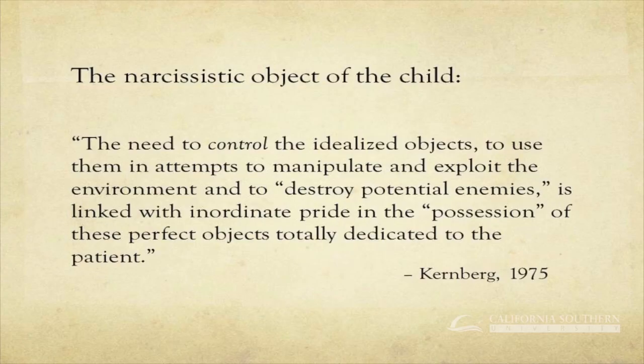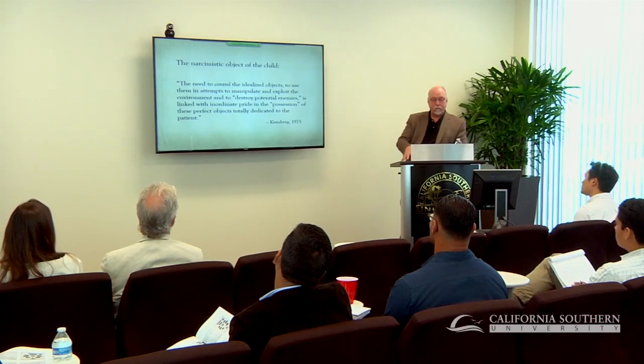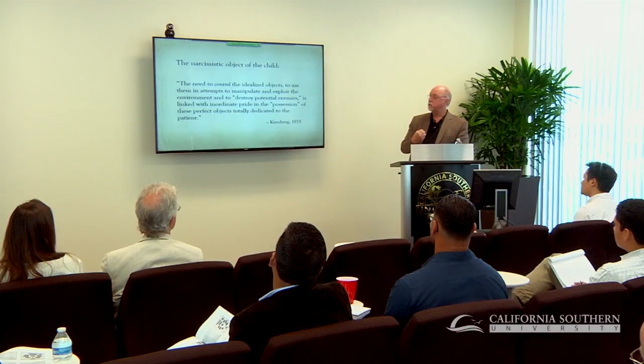Kernberg talks about the narcissistic object. The need to control the idealized objects, to use them in attempts to manipulate and exploit the environment, and to destroy potential enemies, is linked with an inordinate pride in the possession of these perfect objects totally dedicated to the patient. Now, he's talking about narcissistic personality disorders. I think that's spot on to alienation, what's happening.